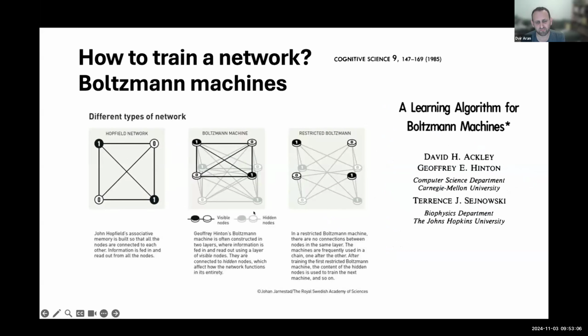Hinton, in the paper from 85, presented this idea of the Boltzmann machine, and then a year or two later, the restricted Boltzmann machine. Those are not used today. They were only a step on the way that inspired further work, but I'll talk about them very briefly.